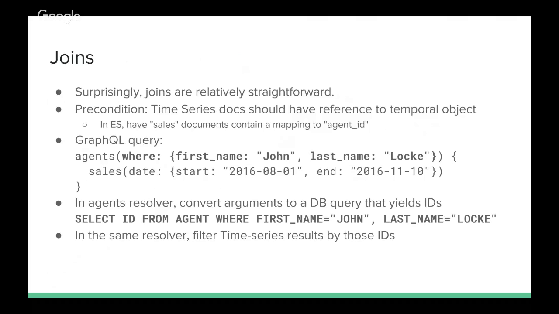So you can keep your time series data store clean, containing only IDs referring back to the temporal objects, the permanent objects, configuration, and let the server worry about joining the two values together.